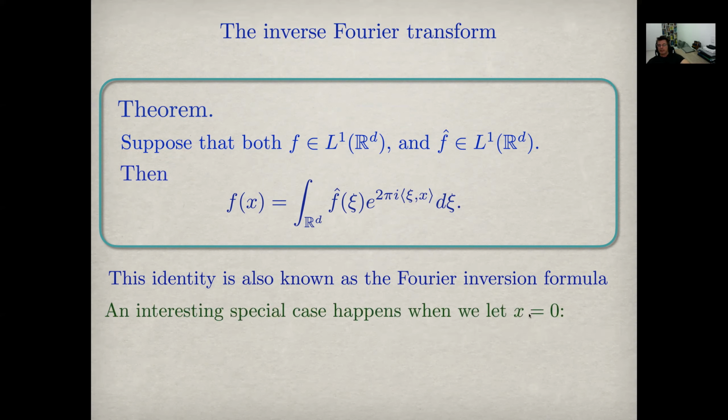An interesting special case is when x is 0. If you plug in x equals 0, the exponential reduces to 1, and we get the following nice special case that follows immediately, but is a non-trivial identity in many instances. So f of 0 is equal to the integral of f hat of xi over all of space.